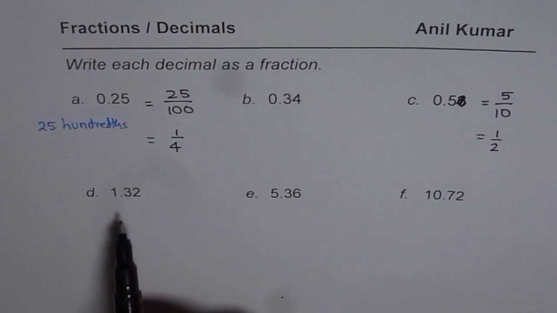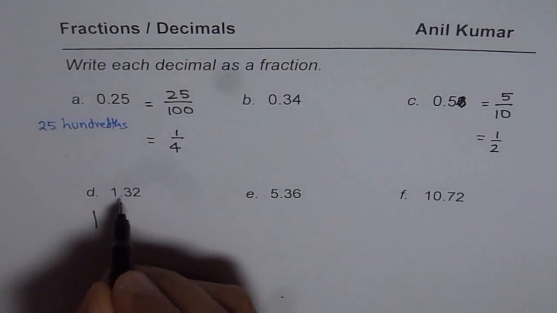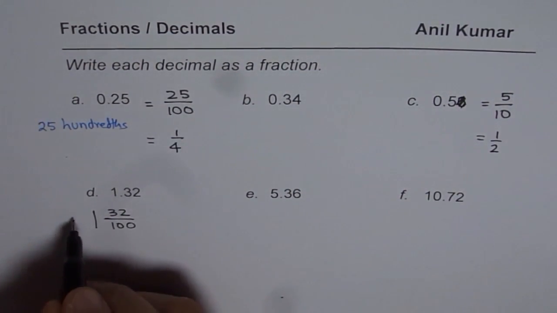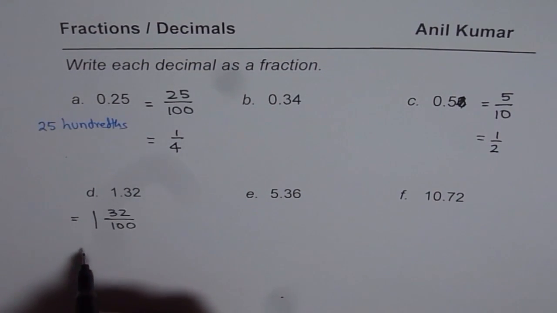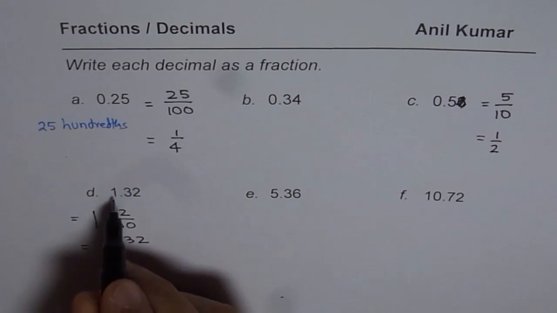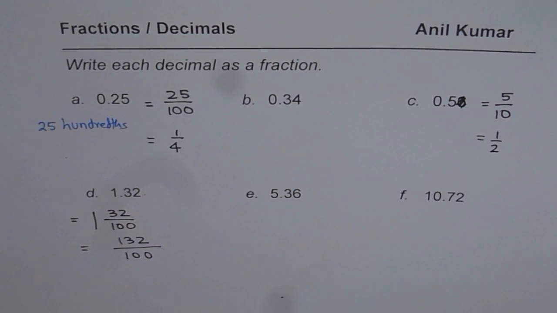Now let's take the numbers which are greater than 1. 1 whole and 32 hundredths. That is what it is. So we could write this as 1 whole and 32 hundredths. So that is one way of doing it. In this way, you write a mixed fraction, or you could also say it is 132 hundredths, right? So that is the other way of doing it. Both are correct. So you could do either.